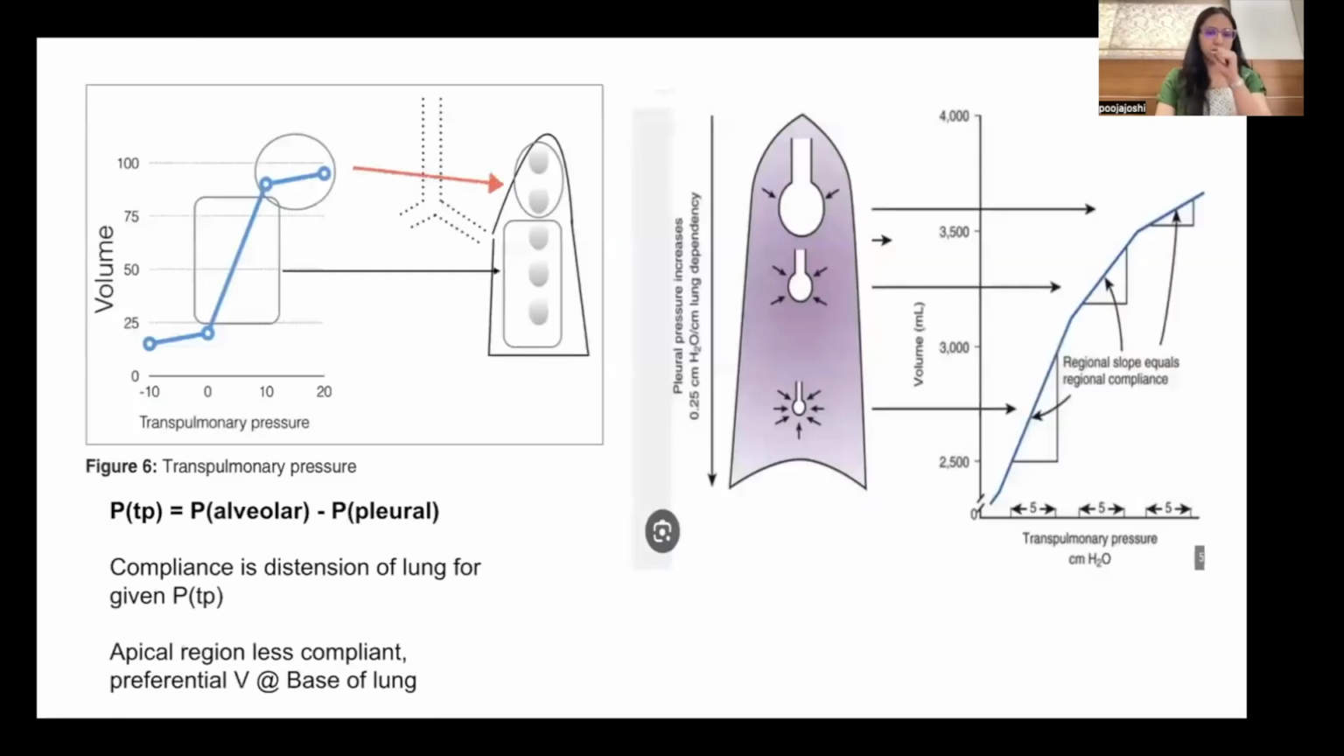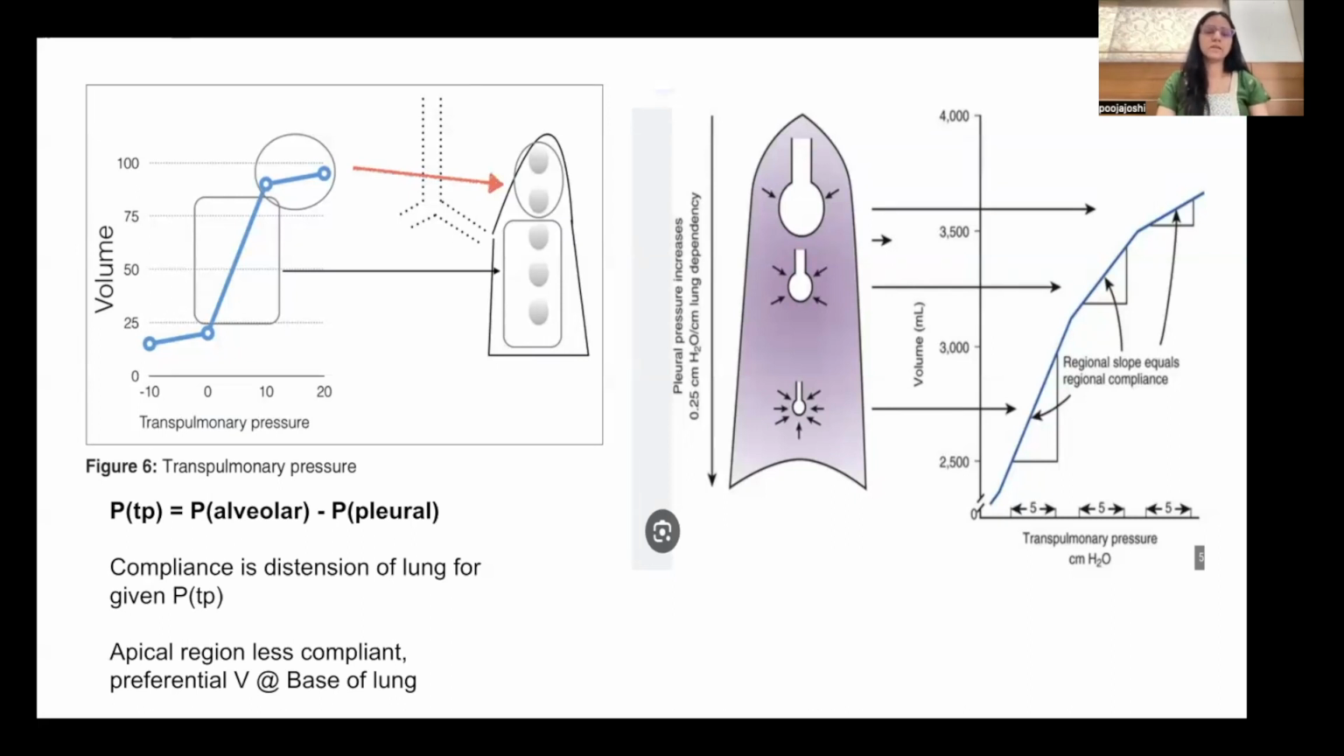Now, understanding the pressure volume curve, the transpulmonary pressure is the distending pressure, which is the positive alveolar pressure minus the negative pleural pressure. As we go down the lung from the apex to base, there is a rise in pleural pressure by 0.2 centimeter of water per centimeter of the lung. So it is similar to the inflation of a balloon.